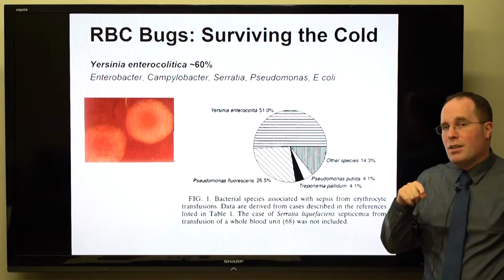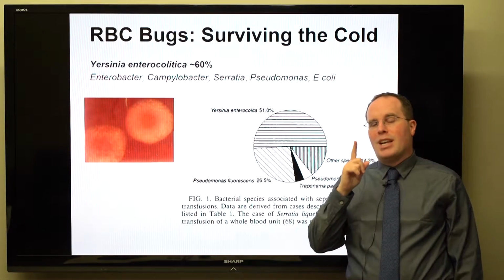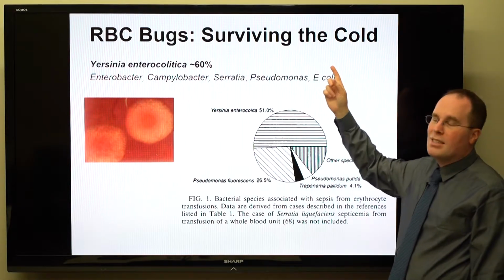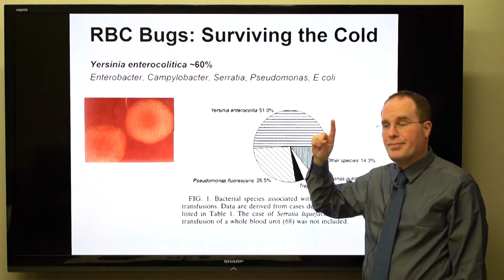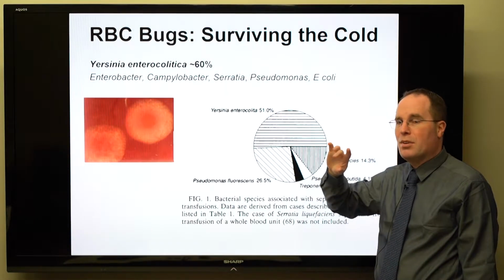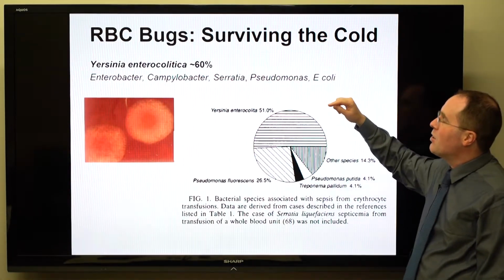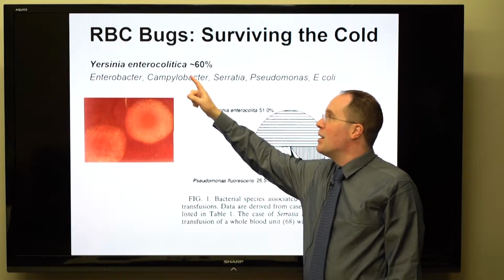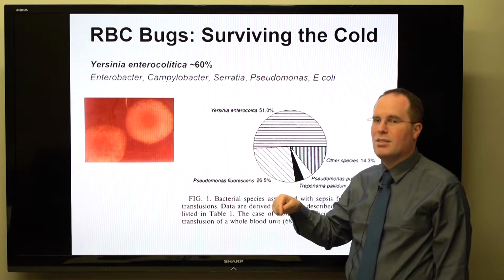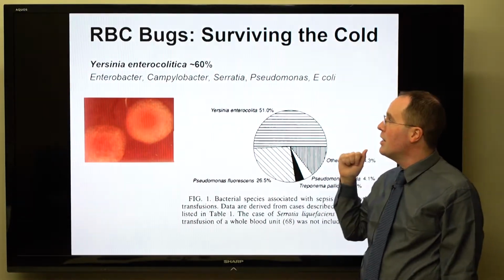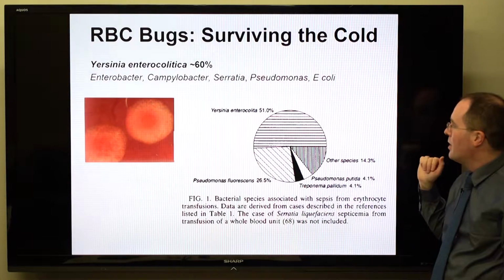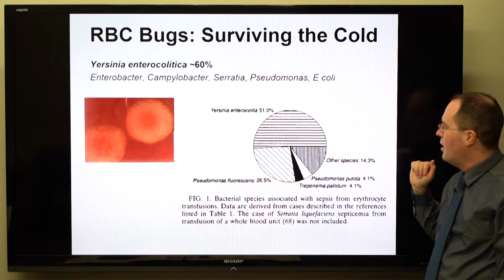So what kinds of bugs can cause septic transfusion reactions? Well, in red cells, we need something that's able to survive in the refrigerator. Psychrophilic, they call it. I'm no microbiologist, but I like that word. Psychrophilic means they like the cold, they can handle the cold. And the number one most common bug seen in septic transfusion reactions in red cells is Yersinia enterocolitica. Other bugs can certainly cause it, but Yersinia is tops.